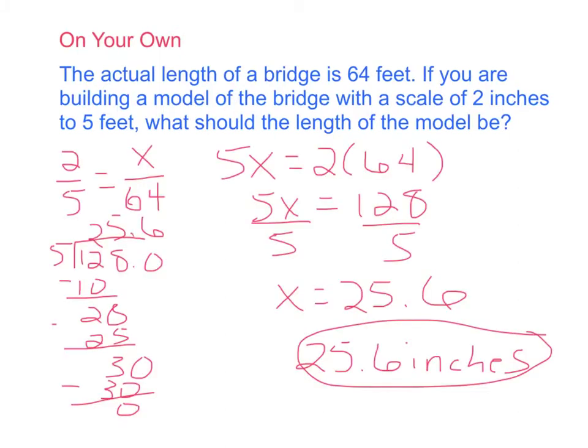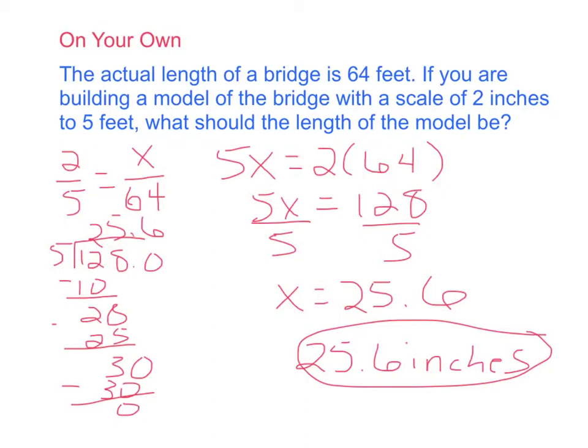Looking at my problem, I see that my scale is 2 inches to 5 feet. The most helpful way for me to write my ratio of my scale is as a fraction, so I'm going to write that as 2/5. Looking further into this problem, I see that I have the actual length of 64 feet. Since the scale is the ratio of the model to actual, my actual distance needs to go in my denominator. So my second ratio that I create, 64, will be in my denominator.